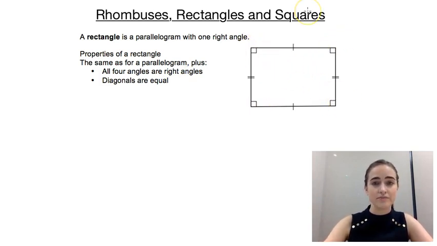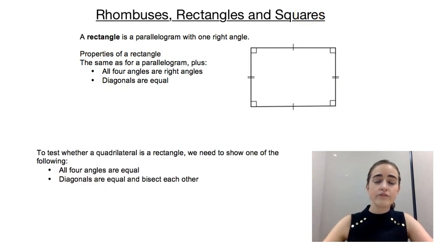For us to prove that a given quadrilateral is a rectangle, then we can do one of two things. We can either prove that all four angles are equal, or we can prove that the diagonals are equal and that they bisect each other. So it has to be equal and bisect, not just one or the other.